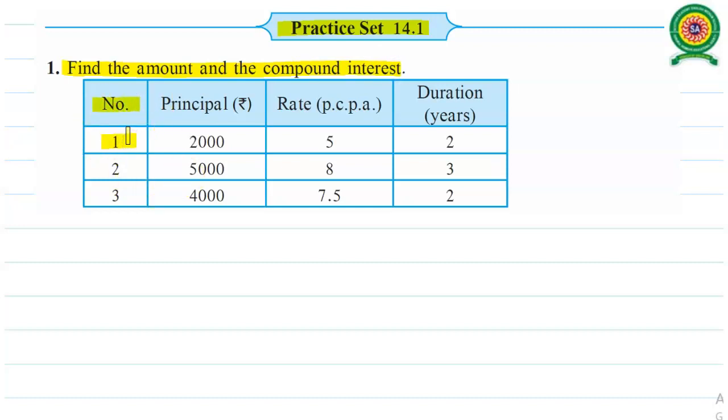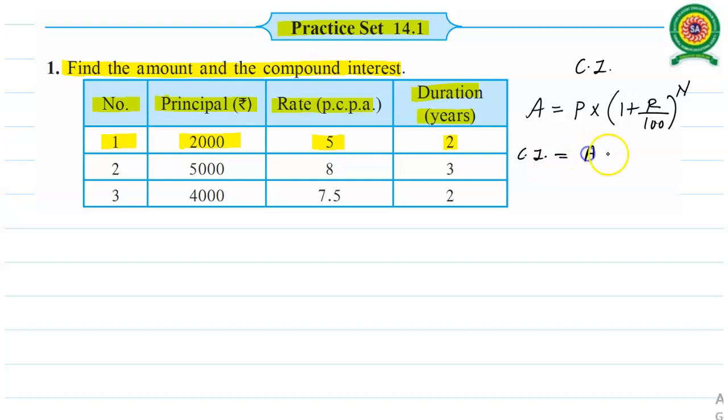In that table, in the first row, the principal value in rupees is 2000, the rate of interest percent per annum is 5, and the duration in years is 2. Now keep in mind, for the compound interest we first have to evaluate the amount. The formula is principal into (1 plus rate of interest divided by 100) whole to the power n, where n is the duration. To evaluate the compound interest, we take the total amount minus the principal value. By using these formulas we have to find the amount and the compound interest for the given data.